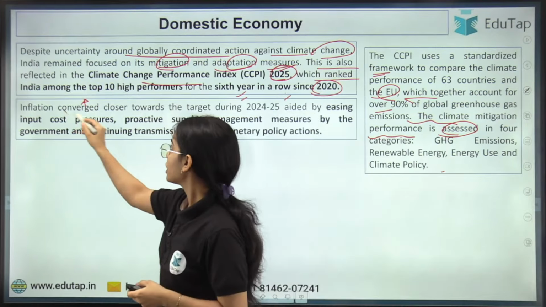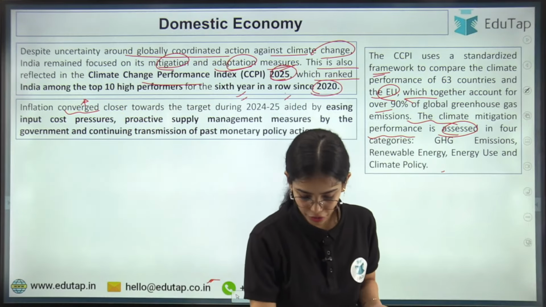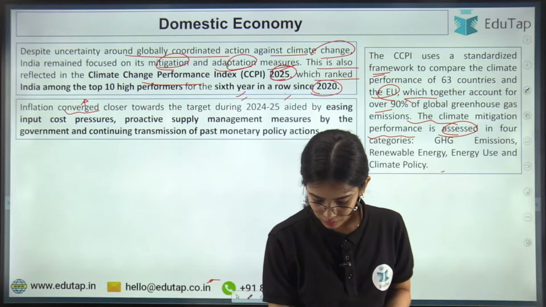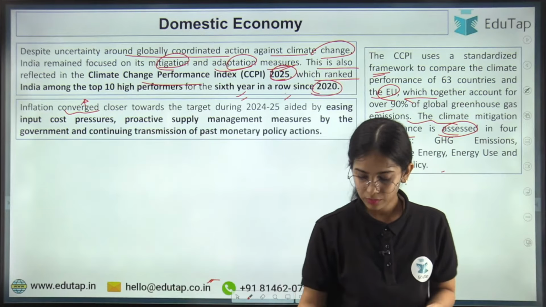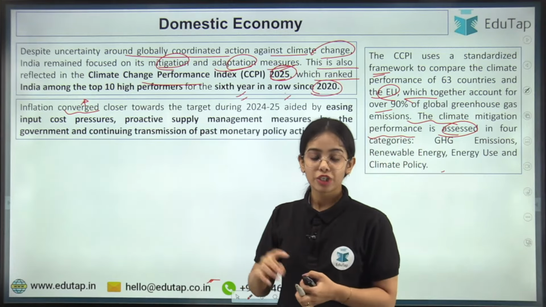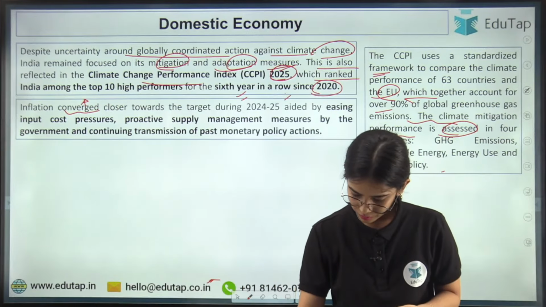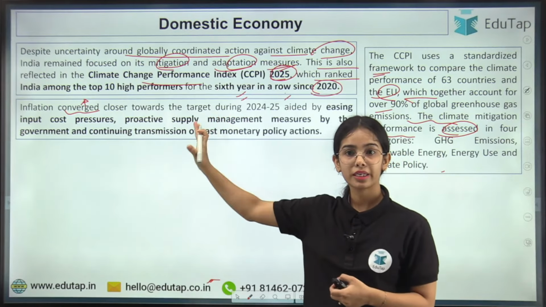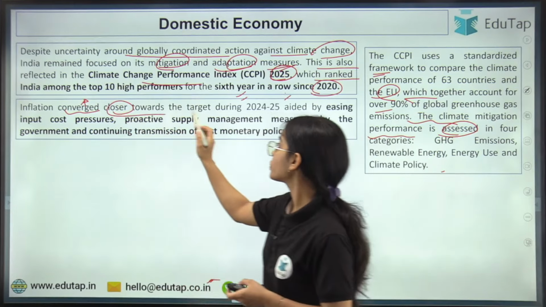So, till now does anyone have any confusion? Because now we are going to start with the inflation. Any confusion related to the report here? Clear all the points? Okay.